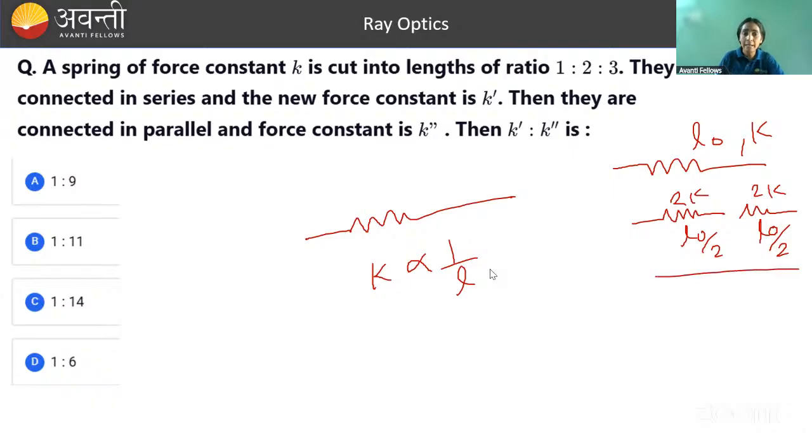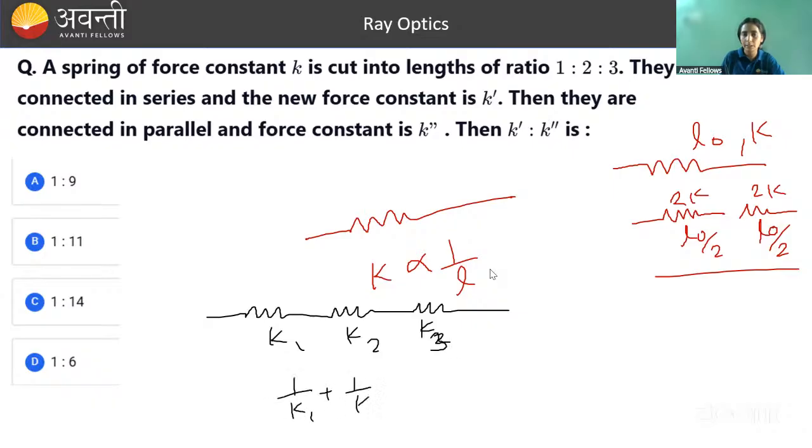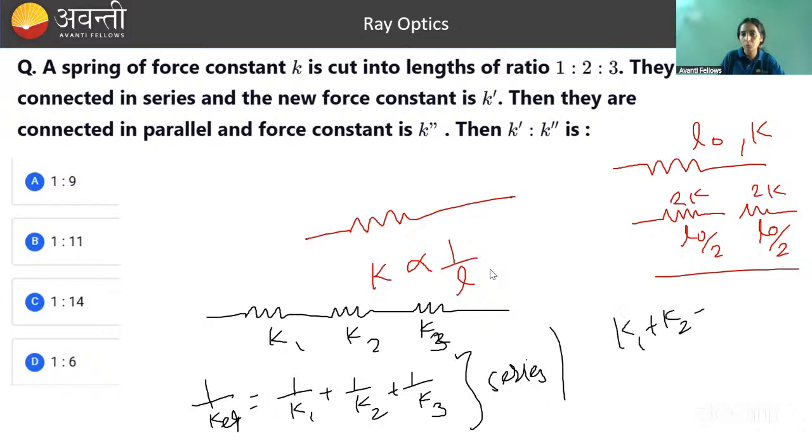And how do we add springs in series and parallel? When springs are connected in series like this, K1, K2, K3, then we add springs like 1 by K1 plus 1 by K2 plus 1 by K3. This is how we write K equivalent in series. This one is for series. And in parallel, what we do? K1 plus K2 plus K3. This is the formula in parallel. ठीक है? So opposite to what you have studied for resistors.